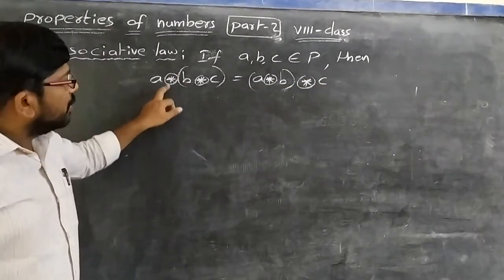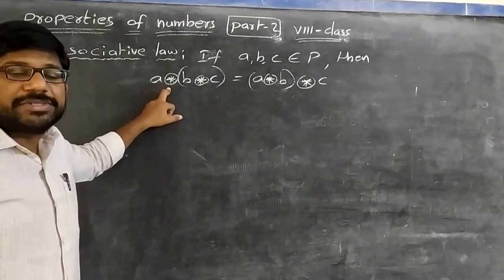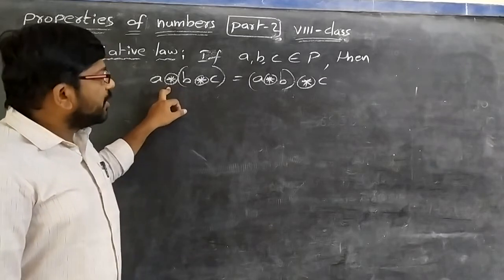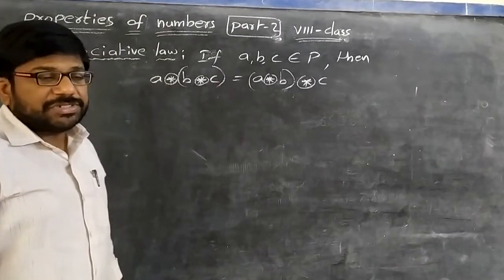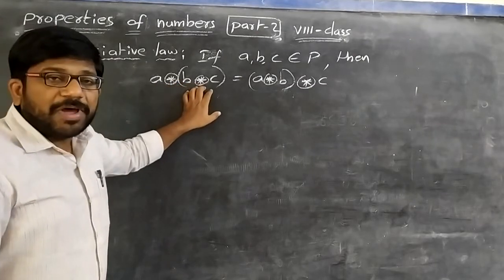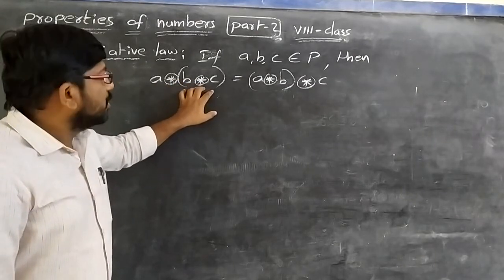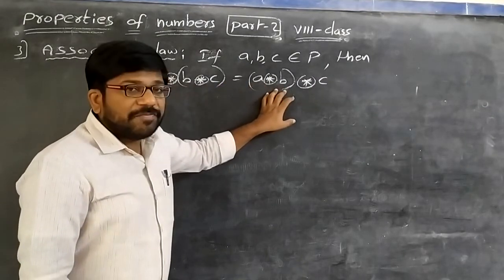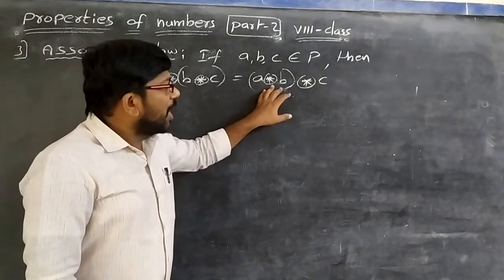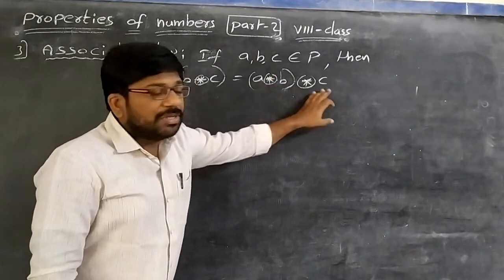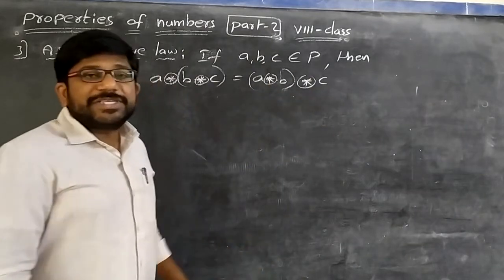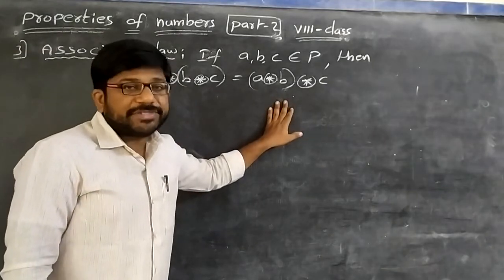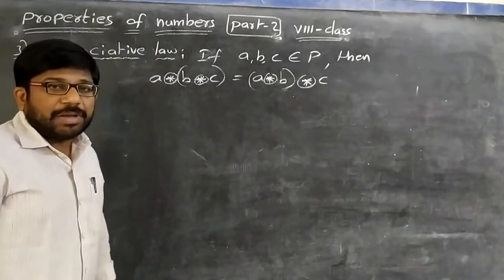We know very well here star is any arithmetic operation, either plus or minus or multiplication or division, and A, B, C are any three numbers. First I have to simplify the bracket, that is B star C, then A star this result. Or A star B first, and then this result star C. So this is called associative law. It is LHS and it is RHS. Let me do an example.